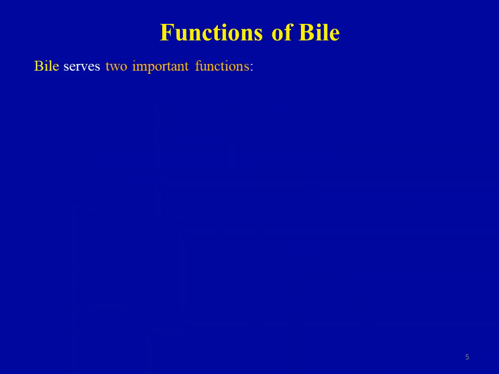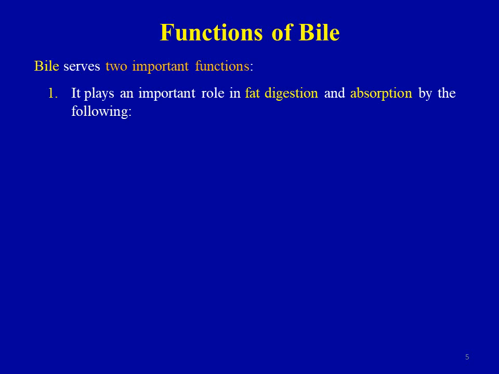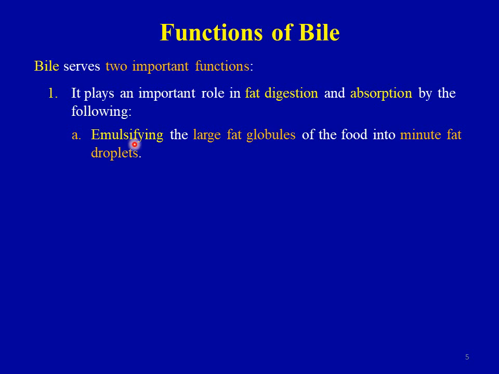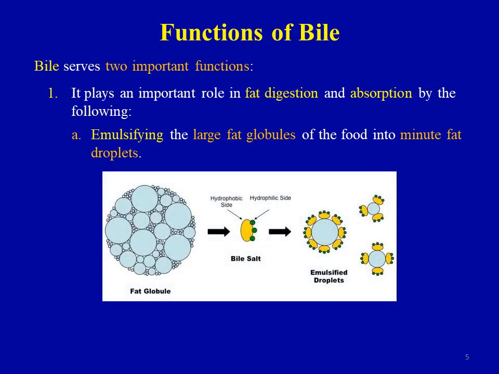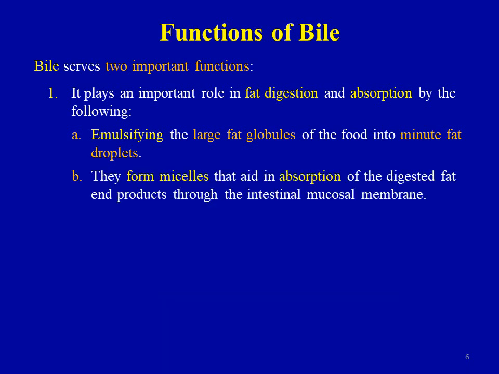Bile serves two important functions. It plays an important role in fat digestion and absorption by emulsifying the large fat globules of food into minute fat droplets. As we can see here, we have a large fat globule, and with the help of bile salts, this fat globule is divided into smaller fat droplets, and the bile salts will prevent the fat droplets from recoalescence or from forming a large globule again. Another important function of bile is that they contribute to the formation of micelles that aid in the absorption of the digested fat end products through the intestinal mucosal membrane.